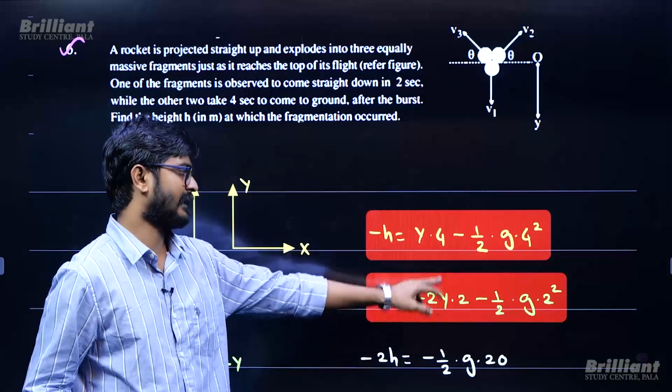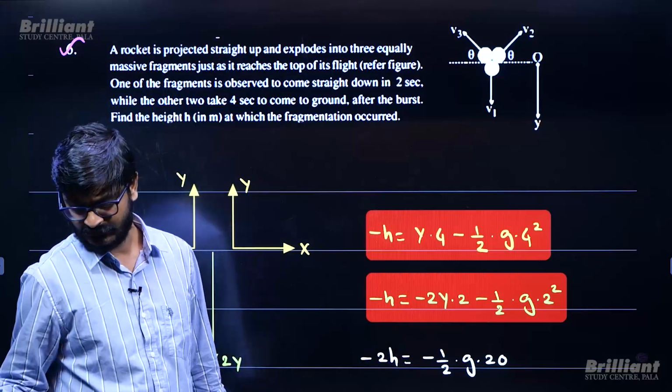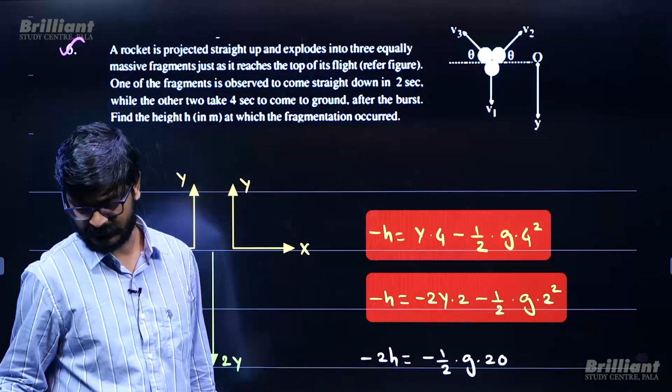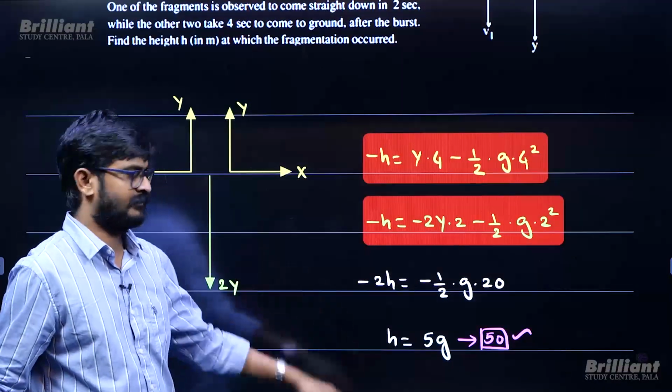You can see here the calculation is going to be easy. These 2 are going to get cancelled. So I simply added up and I will be getting the answer. So this is the equation for this one and this is the equation for this one.